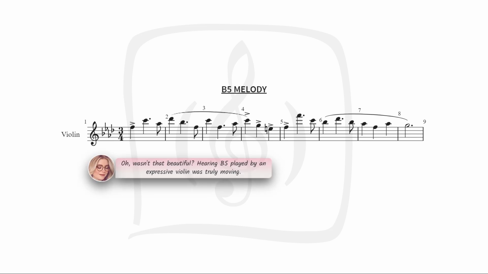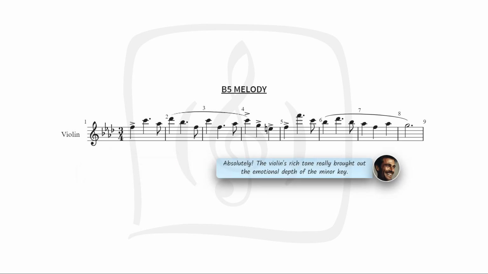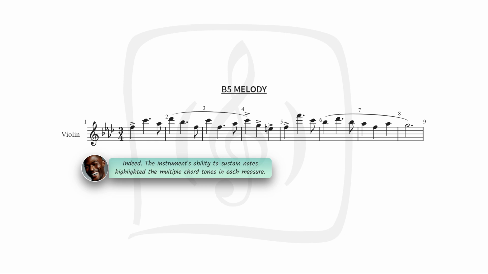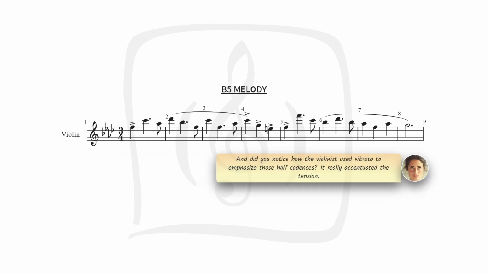Oh, wasn't that beautiful? Hearing B5 played by an expressive violin was truly moving. Absolutely. The violin's rich tone really brought out the emotional depth of the minor key. Indeed. The instrument's ability to sustain notes highlighted the multiple chord tones in each measure. And did you notice how the violinist used vibrato to emphasize those half cadences? It really accentuated the tension.